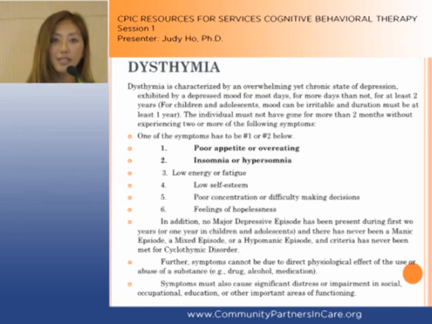And here I have the diagnostic criteria for dysthymia. Dysthymia is characterized by an overwhelming yet chronic state of depression, exhibited by a depressed mood for most days, for more days than not, for at least 2 years. This individual must not have gone for more than 2 months without experiencing 2 or more of the following symptoms. And so again, I would recommend going ahead and asking the client these questions on this list below and seeing how they respond to see if they actually meet diagnostic criteria for dysthymia.